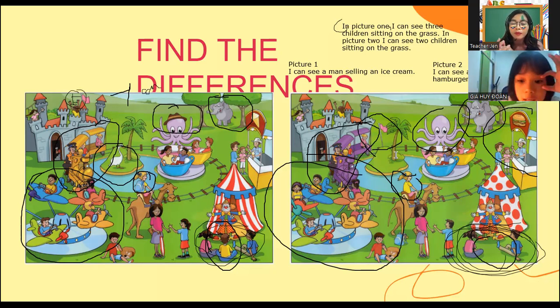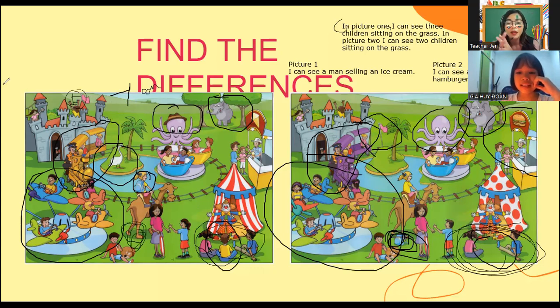Let me see. I think this. Where? The backpack. Yeah, okay. And you will circle also the other one. Okay. Yes. Okay, how can you describe it?